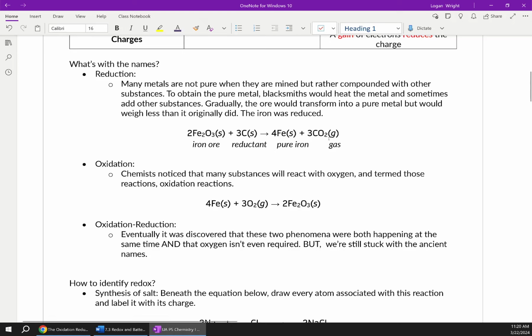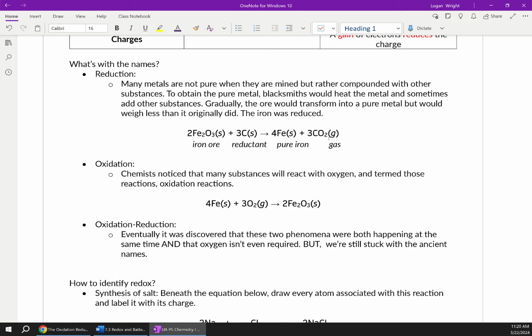And so as we learned more and more about it, we were like, okay, so reduction doesn't actually have to do with something getting smaller. It has to do with something gaining electrons. And oxidation has to do with something losing electrons, which we eventually discovered you don't even need oxygen for. So as of today, it's all about electrons, and reduction and oxidation are terrible names that have nothing to do with what's going on, but they're stuck, and that's what we use.